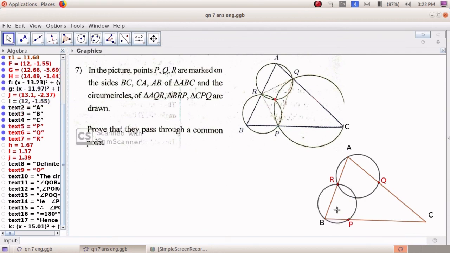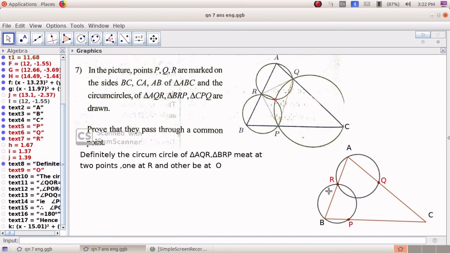We see that two circles meet at 2 points, one at R, the other a point here somewhere, we name it by O. And so, when we answer, let us write like this. Circumcircle of triangle AQR and triangle BPR meet at 2 points clearly, one at R, the other point let us name it by O. Let us write that much. They meet at 2 points, one R, another O. This point is named as O.